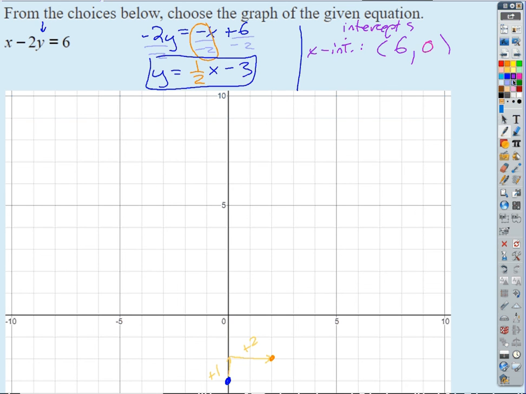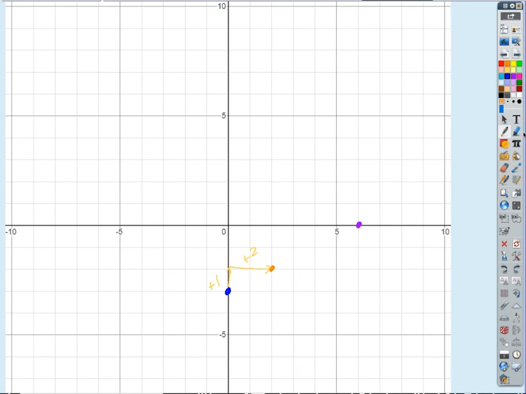All right. So we got the point 6, 0, right? So there's my x-intercept. And then what about the y-intercept? The y-intercept is where what is 0? X. So if x is 0, that's pretty easy too. Divide by negative 2, and what do I get? Negative 3. Okay. And I think we already did that one, didn't we? That's right there. Either way, I get these points that line up.